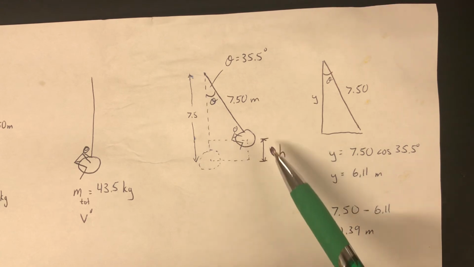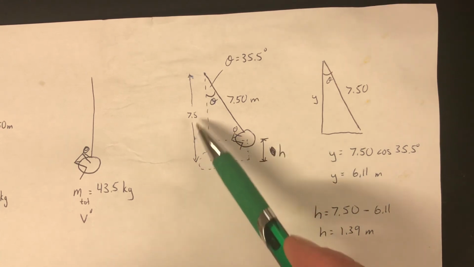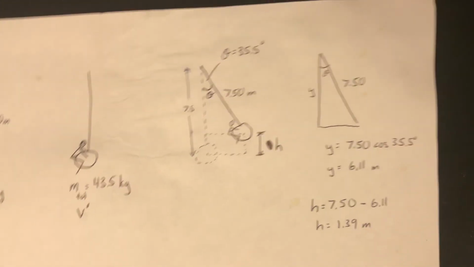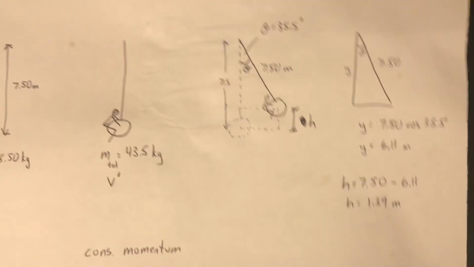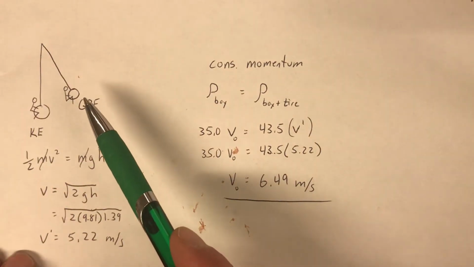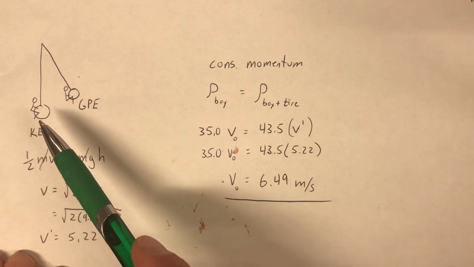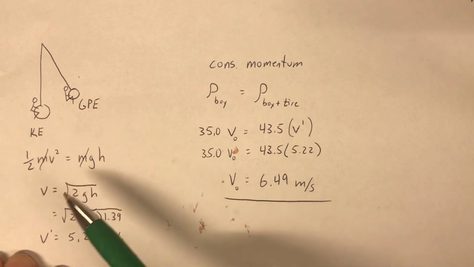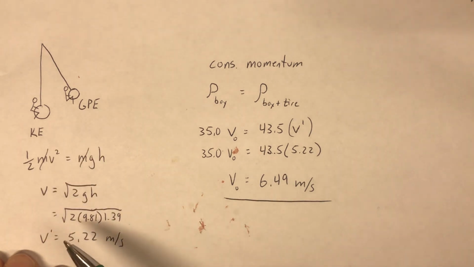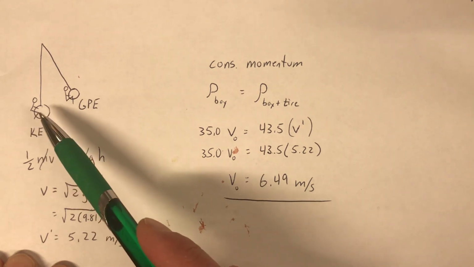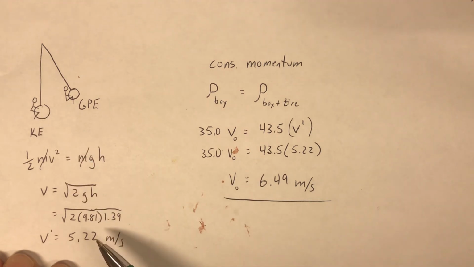So if we want to know how high this kid has gone up, we know that it's the difference between the 7.5 and the 6.11. So we know that he's 1.39 meters above the ground. Now, if we know that he's 1.39 meters above the ground, we know how much GPE this kid has. So the GPE here came from the kinetic energy here after the collision. So we can set that up as 1/2 mv squared equals mgh, cancel mass, solve for velocity, and we know that v prime, the velocity that this kid and the tire swing together had immediately after the collision, is 5.22 meters per second.